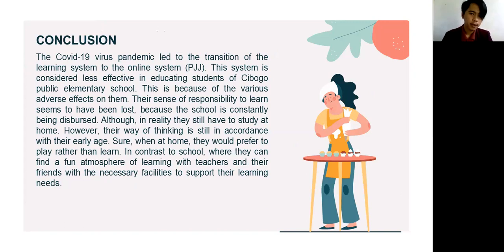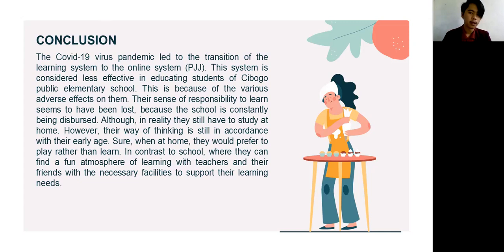The COVID-19 virus pandemic led to the transition of the learning system to the online system. This system is considered less effective in educating students of Cibogo Public Elementary School. This is because of the various adverse effects on them. Their sense of responsibility to learn seems to have been lost because the school is constantly being disrupted, being dispersed. Although, in reality, they still have to study at home.